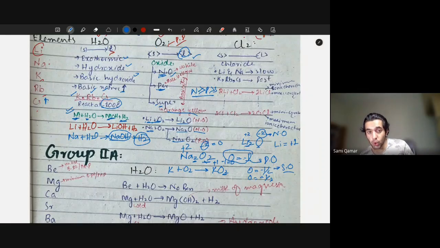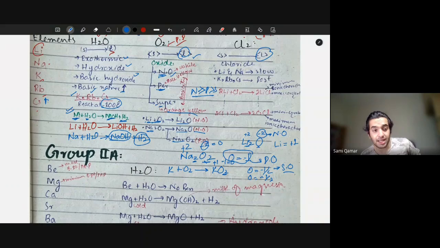Now let's talk about chlorine. So what is going to happen with chlorine? Chlorine, again, is a gas. It is going to react with our solid alkali metals and it is going to form a liquid. Okay, let's talk about that liquid. What is going to form? Chloride will form.